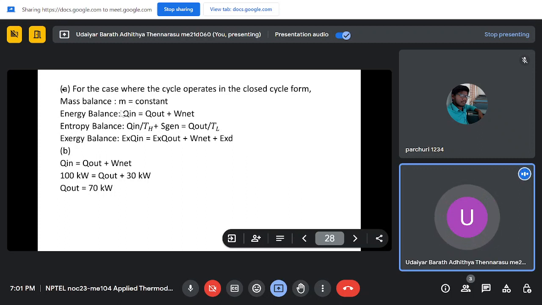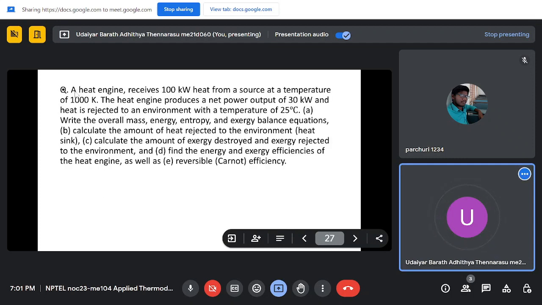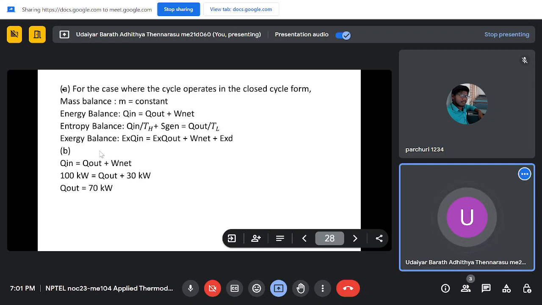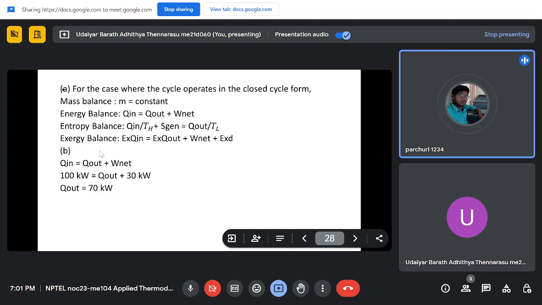So next, we have been asked to calculate the amount of heat rejected to the environment. Is the first part clear? If you want me to explain, I can explain it again. Yes, sir. Okay.